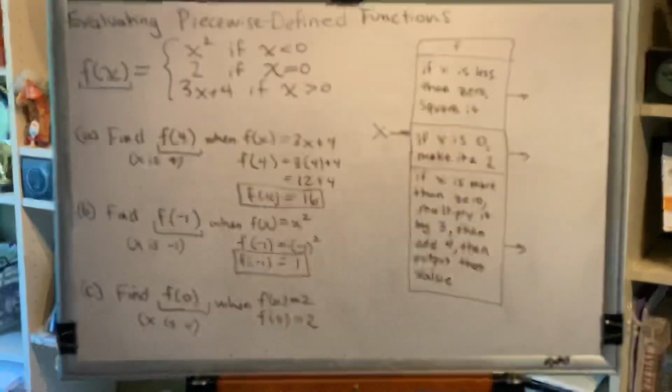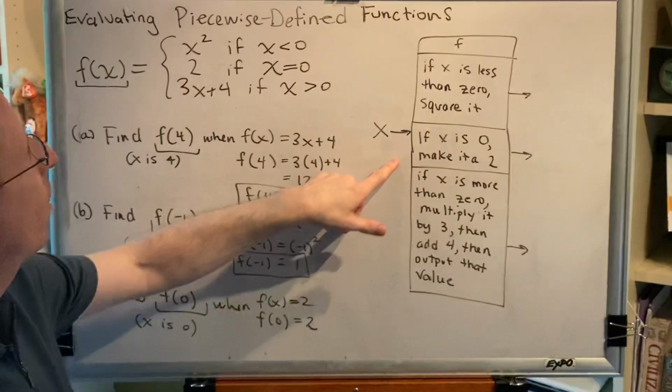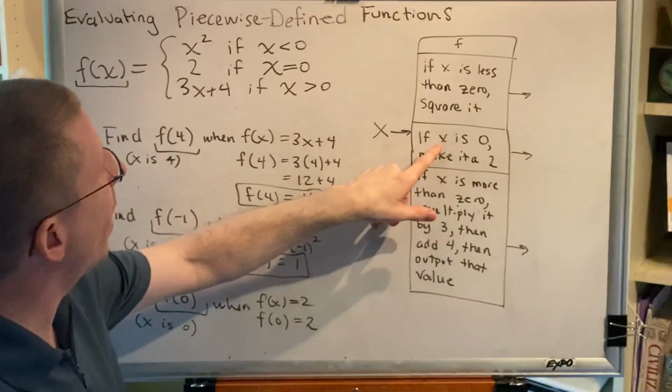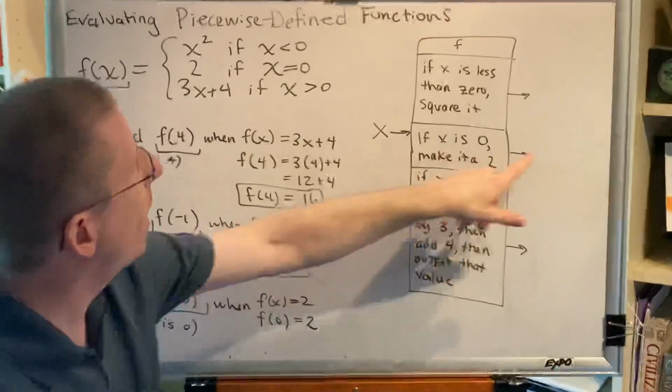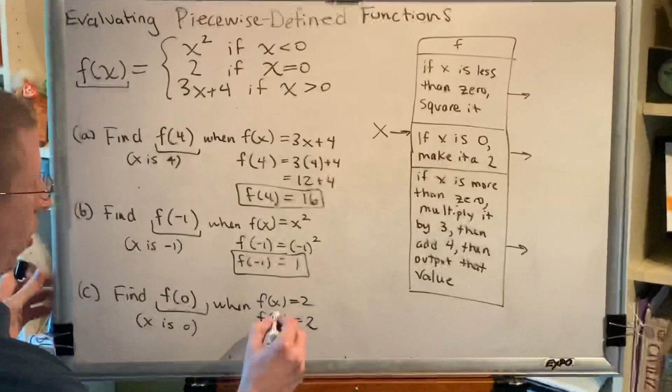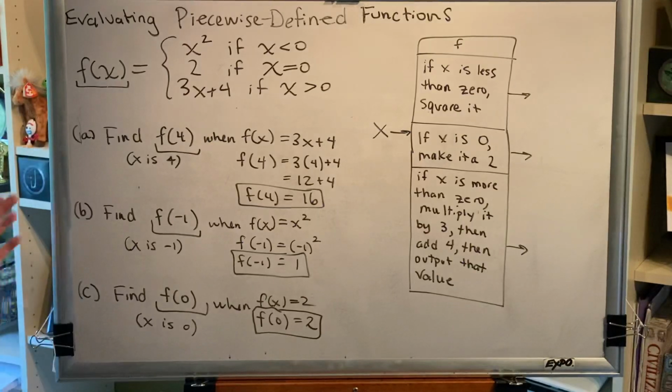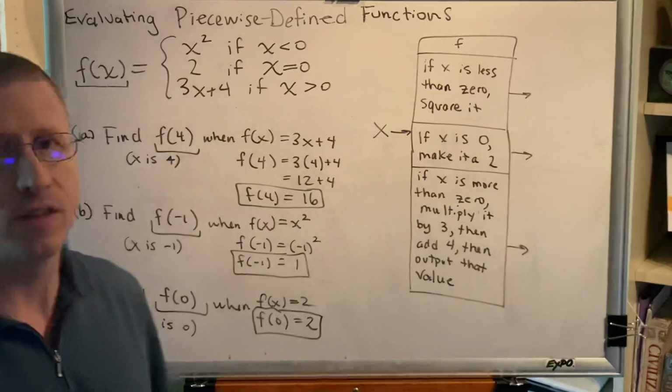And the reason is most clearly illustrated by this middle box of our diagram. When an input comes in, if the input x happens to be 0, you simply make it a 2 and you send it out. So the answer to part C is f of 0 equals 2. This is how you evaluate a piecewise-defined function.